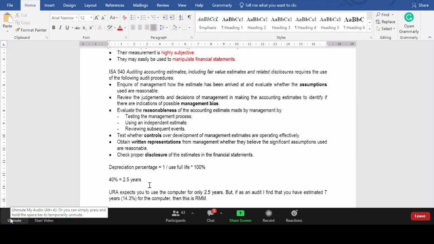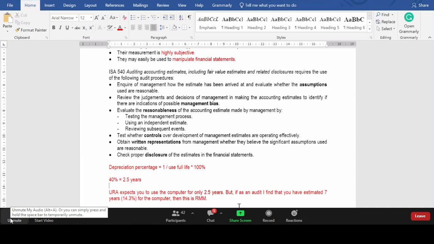Me, I come knowing the URA rate. Then I find you have given it 7 years, which is 14.3%. Remember, depreciation is an expense. So you are understating the expense, overstating the profits. You get it? So there will be a risk of material misstatement. Profits are overstated when the managers want to appease the owners. They want to show them that they're doing well. When they want to list their shares on the stock exchange market, they use such antics. Yeah. When they want to borrow, they will adjust these rates so that they can overstate the profits.